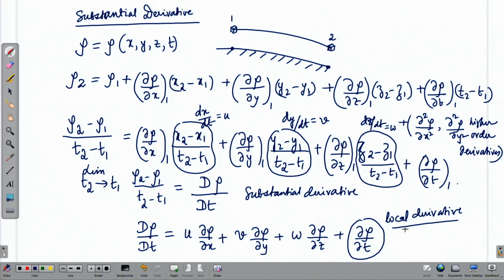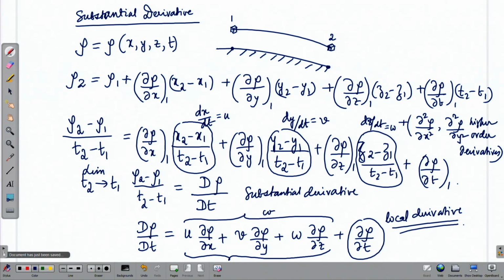So, that gives you the local derivative, while the rest of the terms depend on the movement of the fluid element through the flow field, and therefore that is not a local effect. Because these terms are related to the convection or advection of the fluid element through the flow field, they are called convective derivatives.